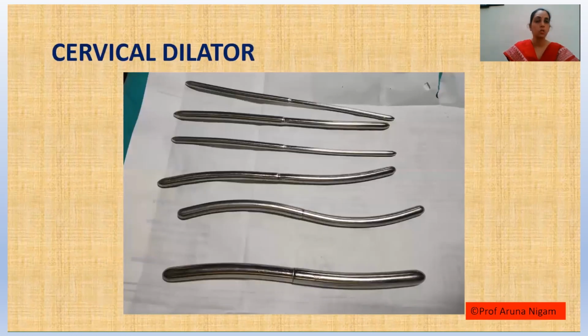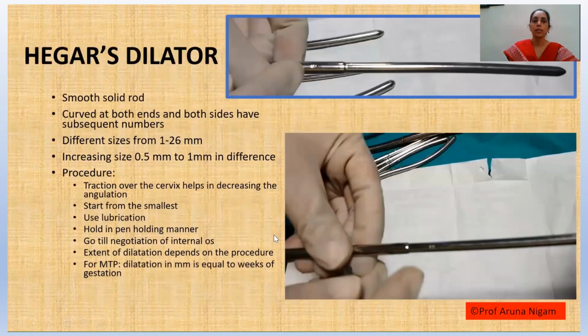So this is the instrument known as cervical dilator. There are many types of cervical dilators available, but the most common one which you use all over the world is the Hegar's dilator. As you can see, I have shown many dilators. These are all of a similar type. These are Hegar's dilators, made up of stainless steel and having a smooth solid rod with a curve at both the ends, right?